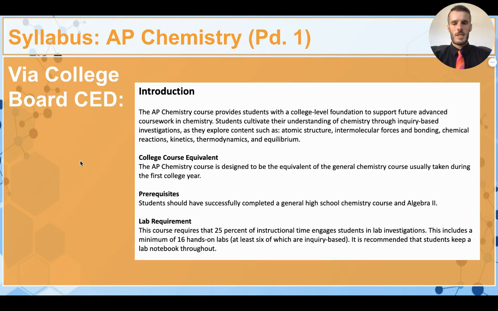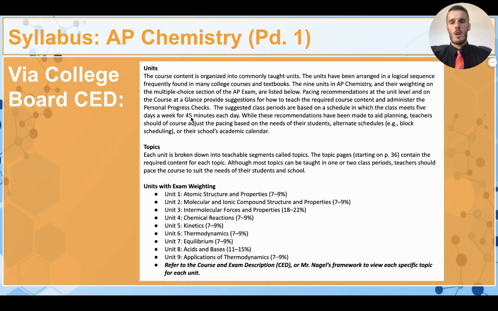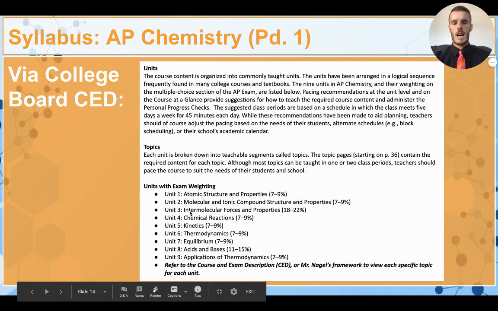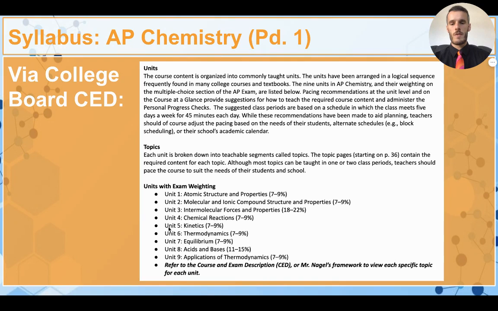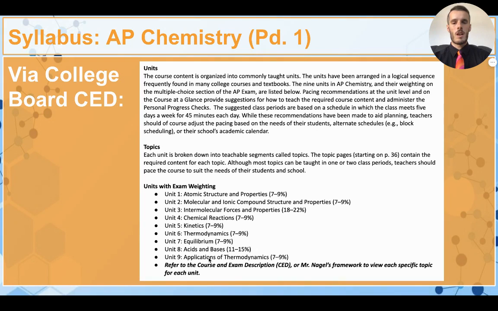So this is just the information about the course. Like I said, we're going to do lots of labs. The 4 big ideas are units. So the 9, we will go through all 9 of these in order. My goal is to be done with kinetics, so have units 1 through 5 done before the end of the first semester. So your midterm will be those 5, and then these other 4 will be what we do after the midterm.